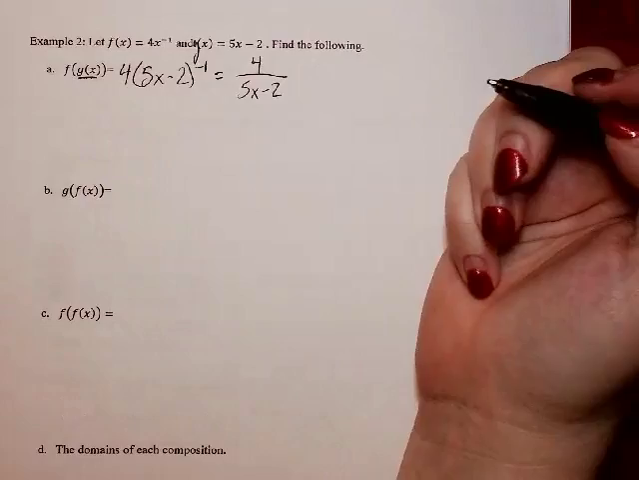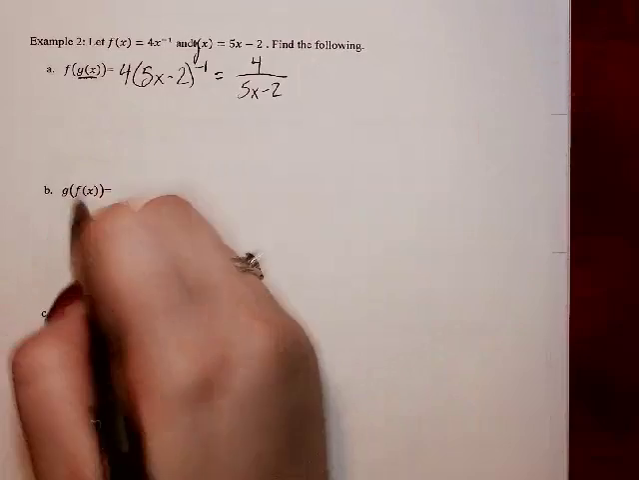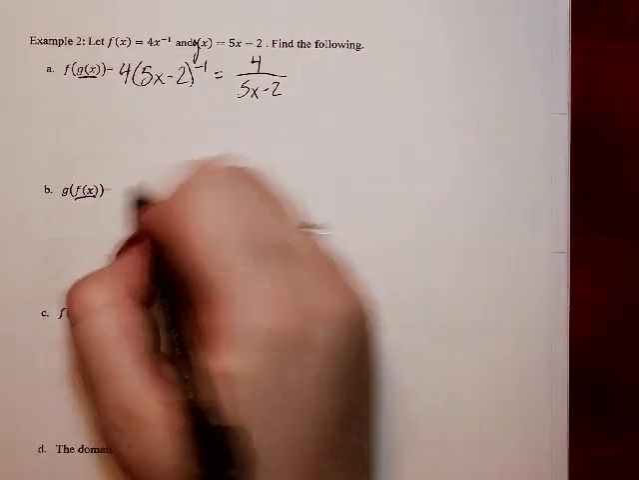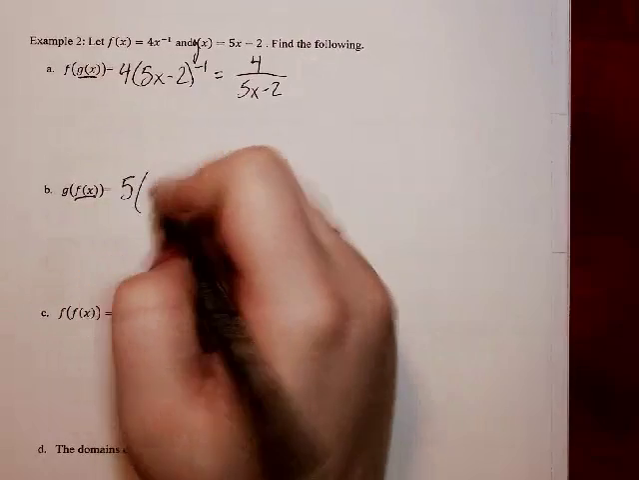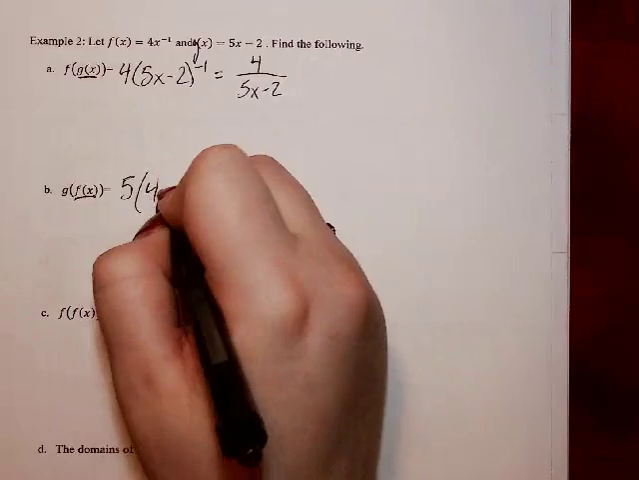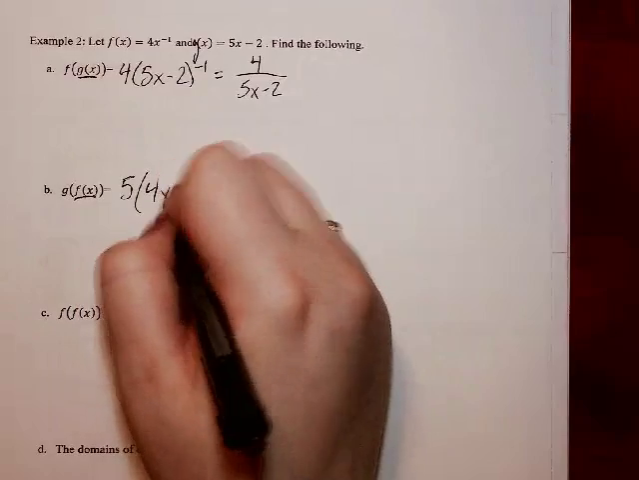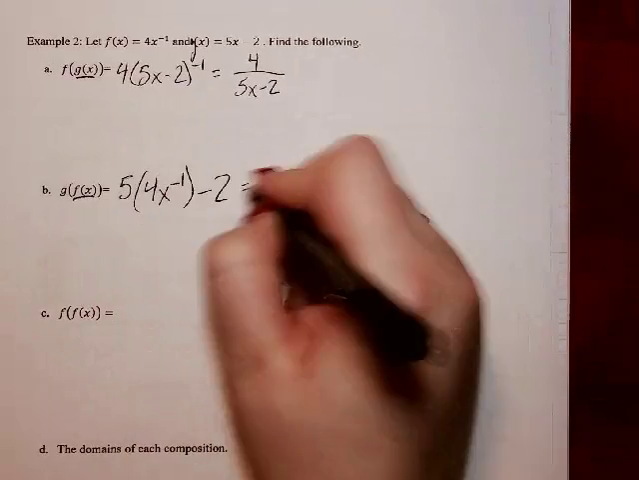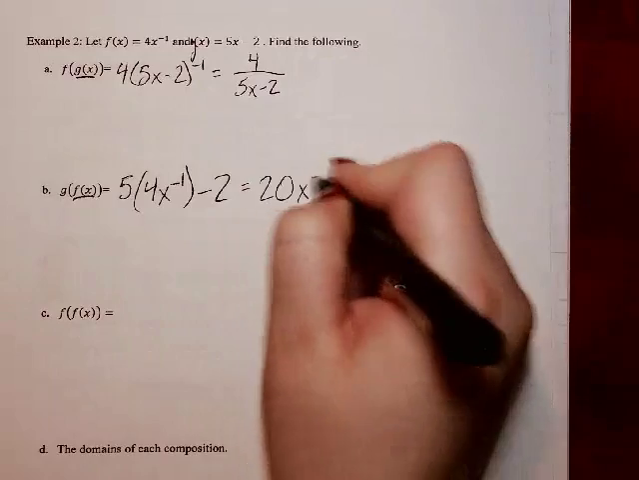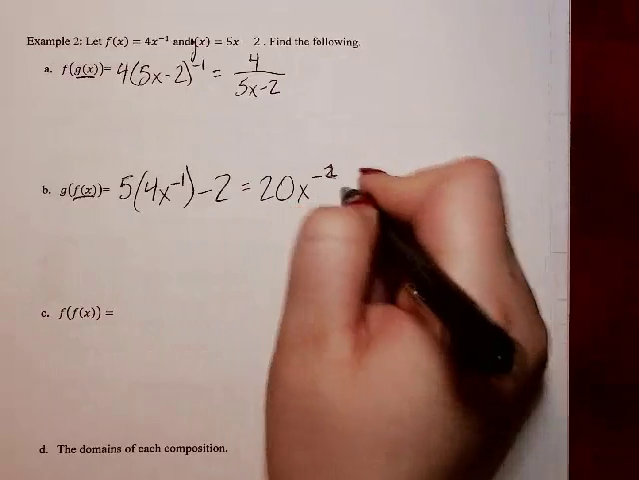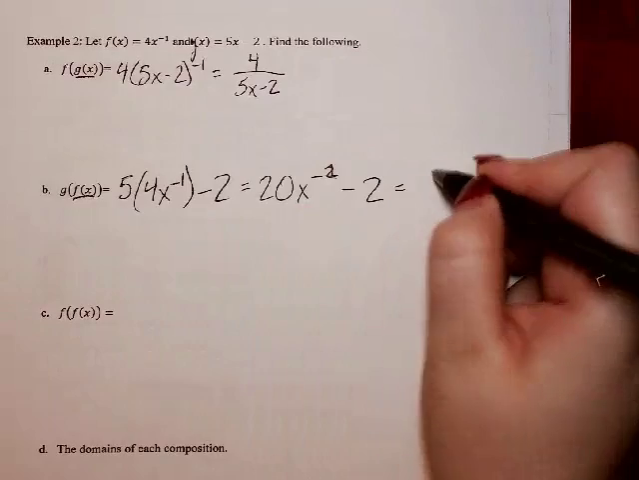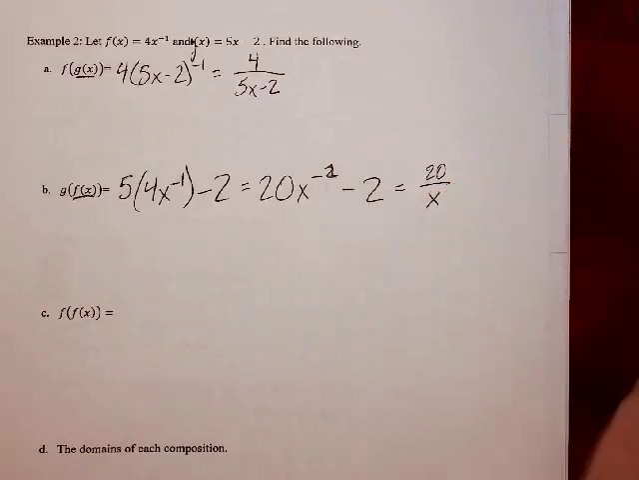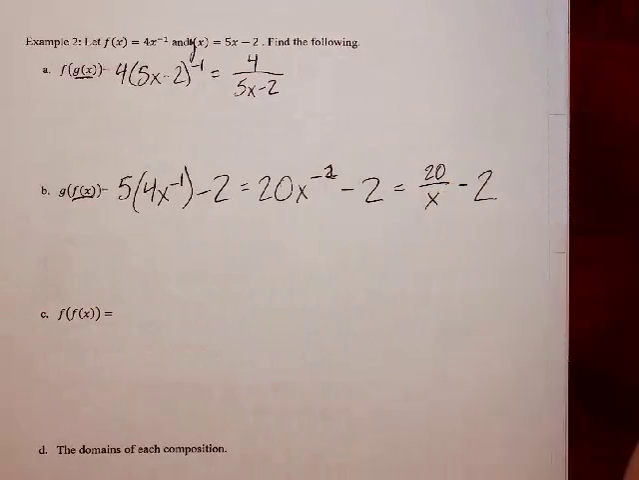Okay, so now g of f of x. Start with f, plug it into g, so 5 times 4 times x to the negative 1 minus 2. 5 times 4 is 20, x to the negative 1 minus 2, which is 20 over x, because again, to the negative 1 power means make it a fraction, minus 2, just like that.